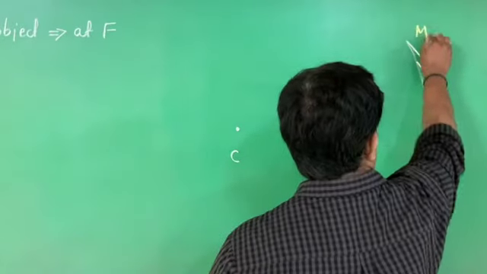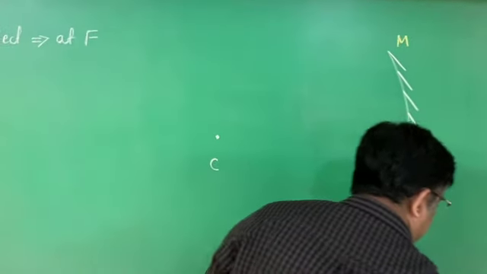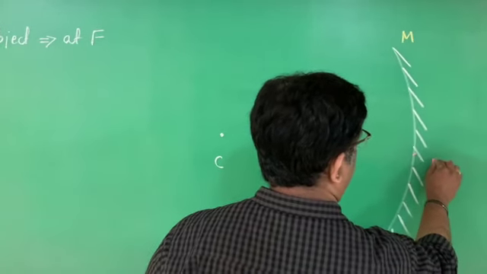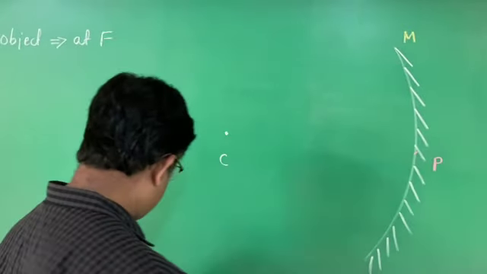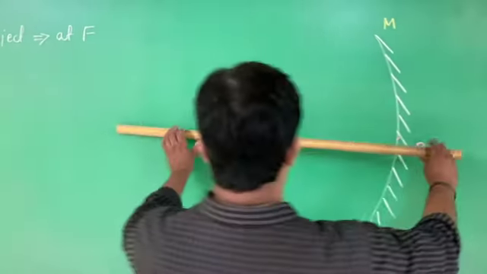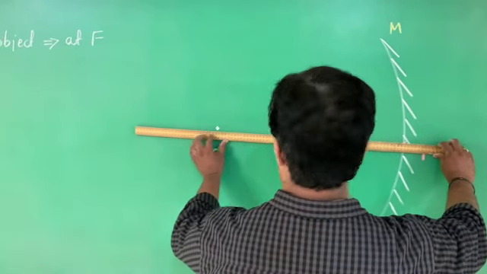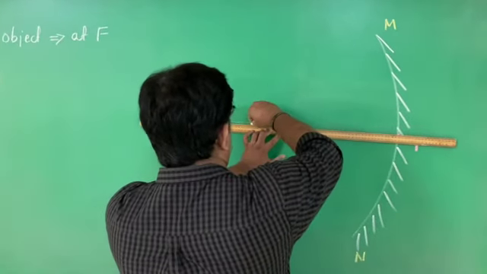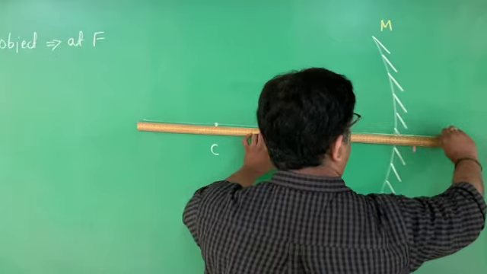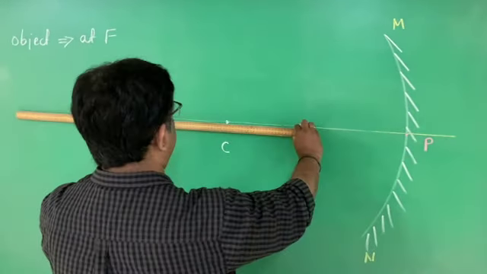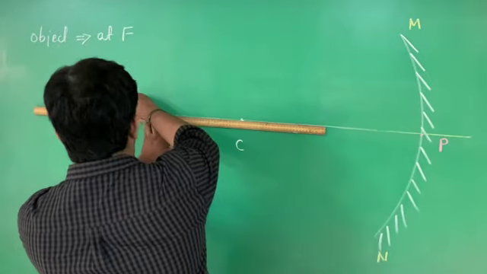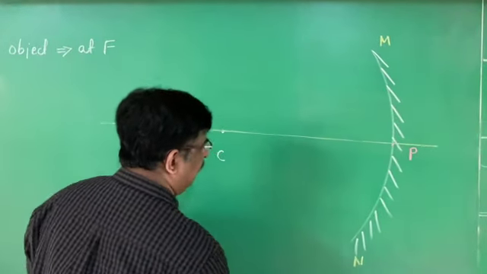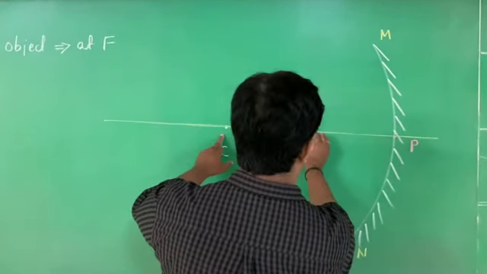Aperture is always named as MN and the midpoint of the mirror is the pole of the mirror. I already told you it is not required to draw according to scale. And join PC to get the principal axis. Principal axis is a straight line which passes through the pole of the mirror and the center of curvature. And the midpoint of PC is called the principal focus.